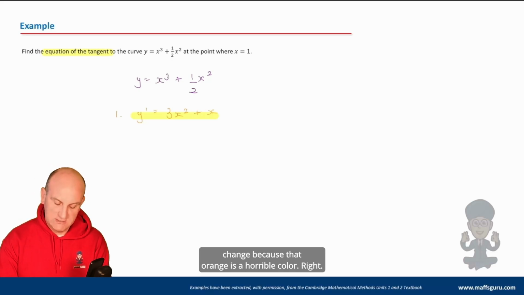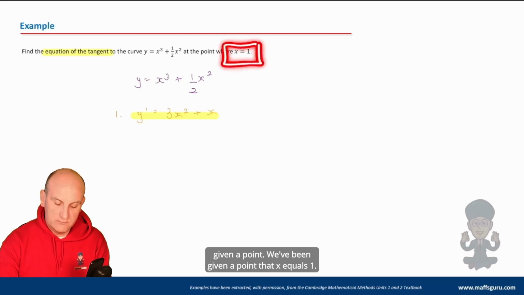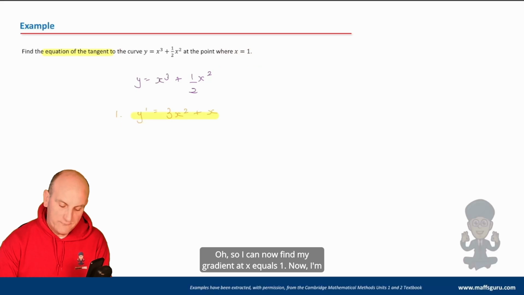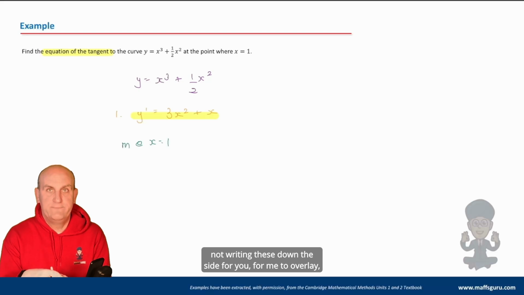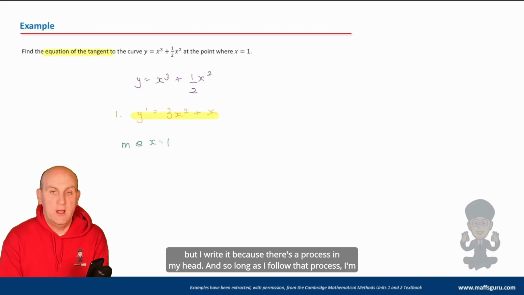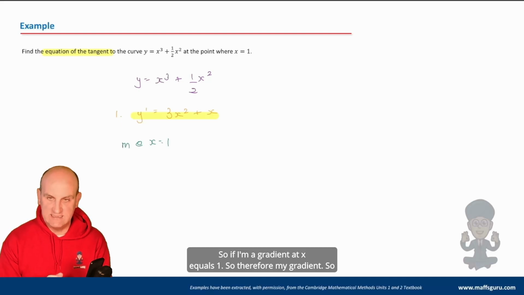Right, so what have we got? We need a point. Well, we've been given a point: x equals 1. So I can now find my gradient at x equals 1. Now, I'm not writing these down the side, but I have a process in my head, and so long as I follow that process, I'm going to get this right pretty much every single time. So I'm going to find my gradient at x equals 1.